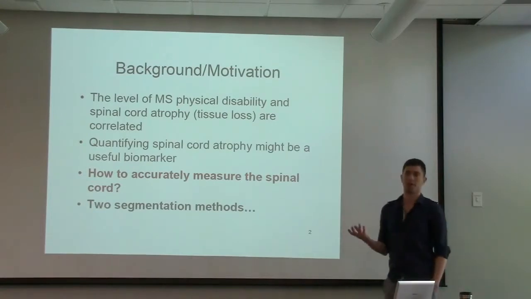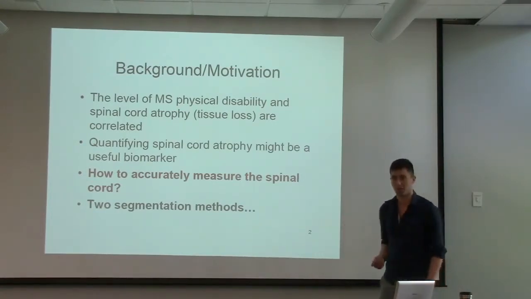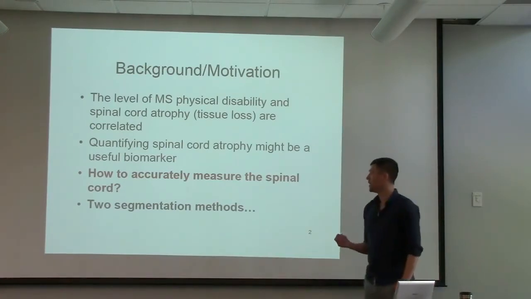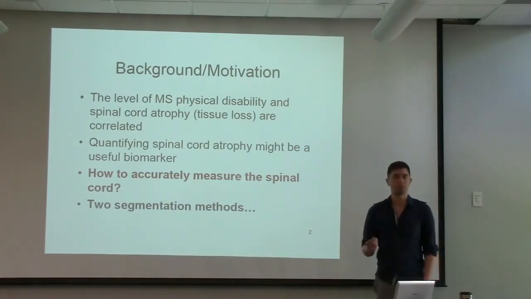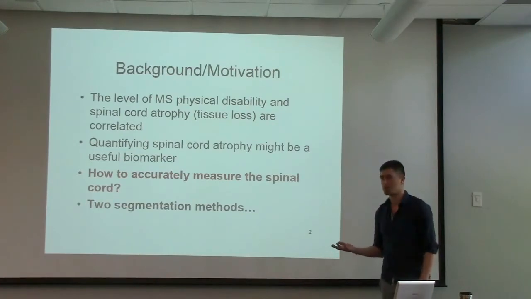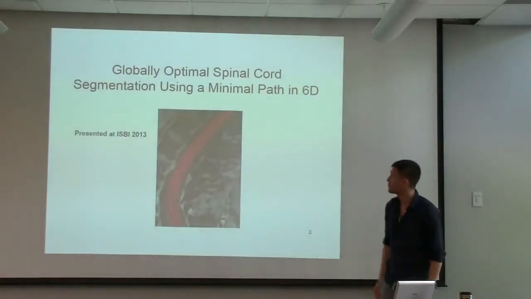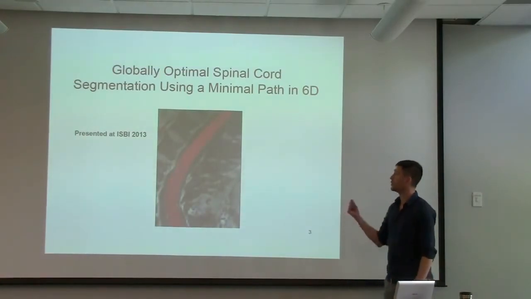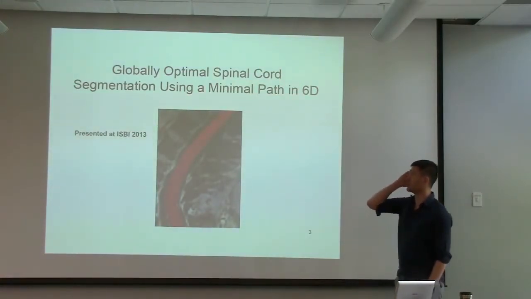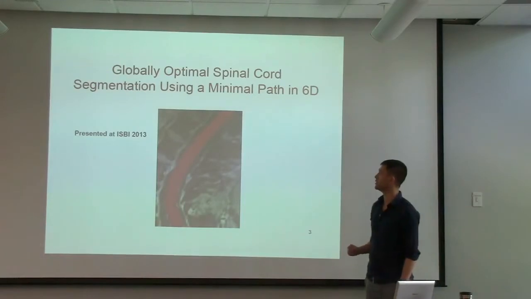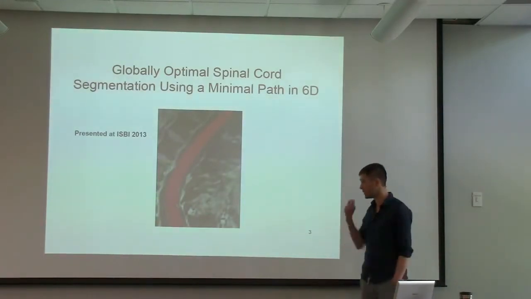It's difficult for radiologists to measure it. They have a lot of MRIs, and the MRIs are 3D. It's not an easy problem. So today I'm going to present two different segmentation approaches that we've been working on. The first one is called globally optimal spinal cord segmentation using a minimal path in 6 dimensions.